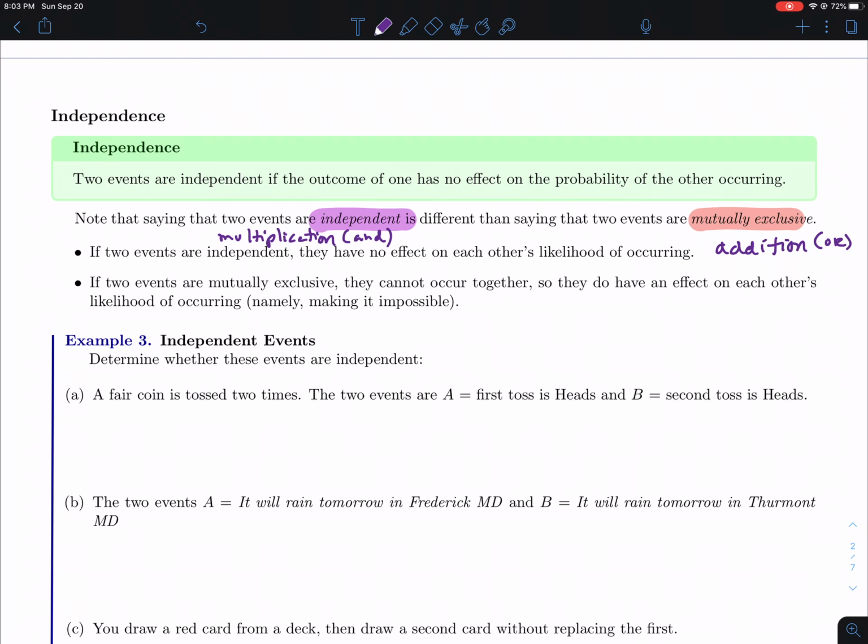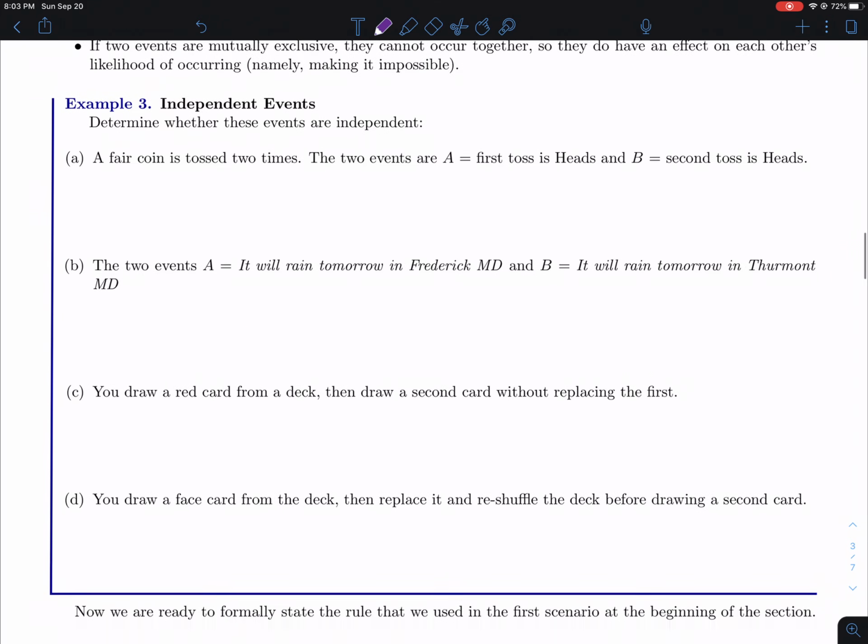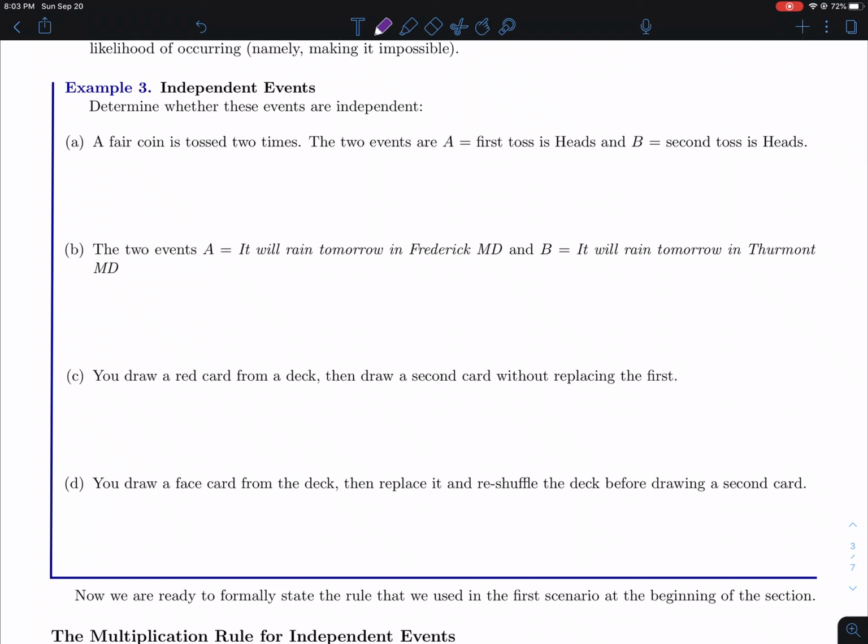All right, so let's look at example 3 real quick. What we wanted to do is determine whether these are independent or dependent events. A fair coin is tossed 2 times. The two events are A equals the first toss is heads, B equals the second toss is heads. Since these are coins, I'm not less likely to flip heads. It's not like I took the head off the coin or something like that. So in this case, this would be an independent event.